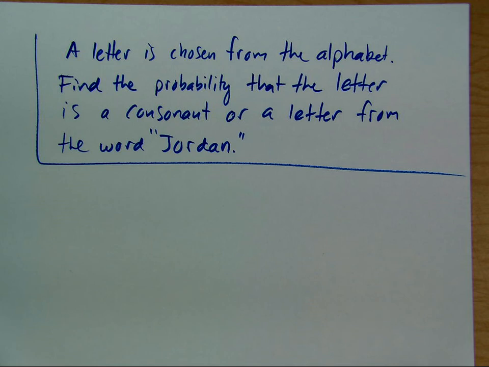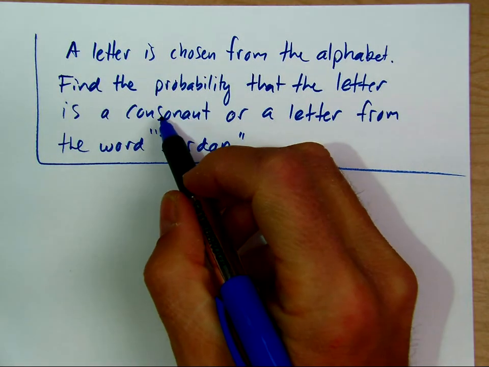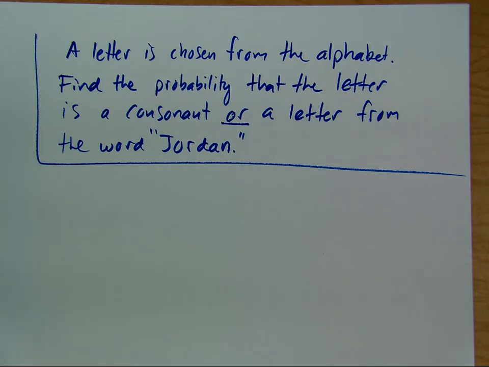All right, try this one. It's a little different than the previous problem, so make sure you identify the events and the sample space, and then just count up the possibilities in each of those. We're also talking about it can be a consonant or a letter from the word Jordan, and so it can be in either one or in both. Pause the video and try this one.